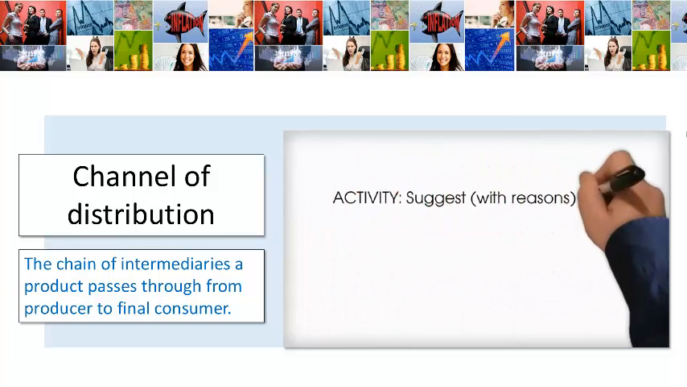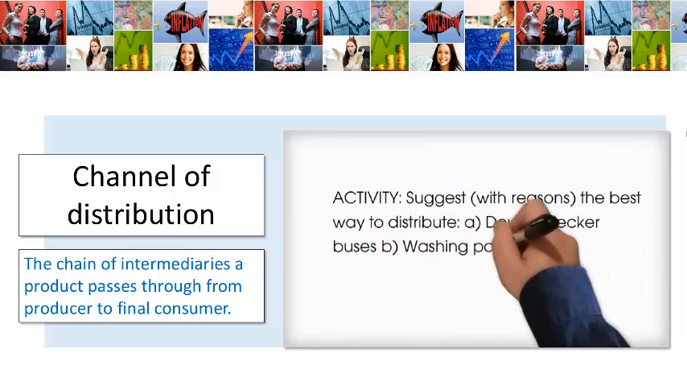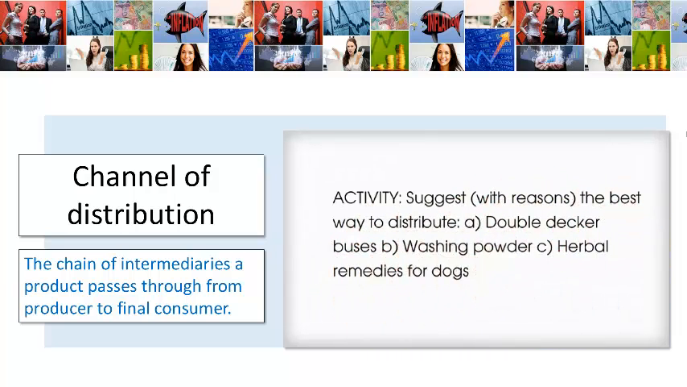You might like to try this activity. Suggest, with reasons, the best way to distribute the following products: A. Double-decker buses, B. Washing powder, C. Herbal remedies for dogs.